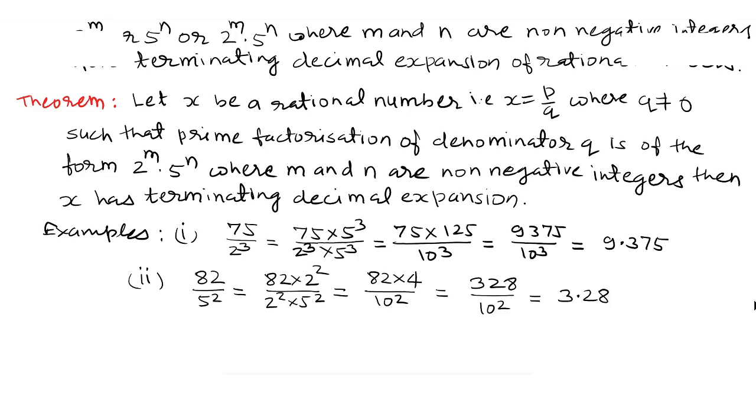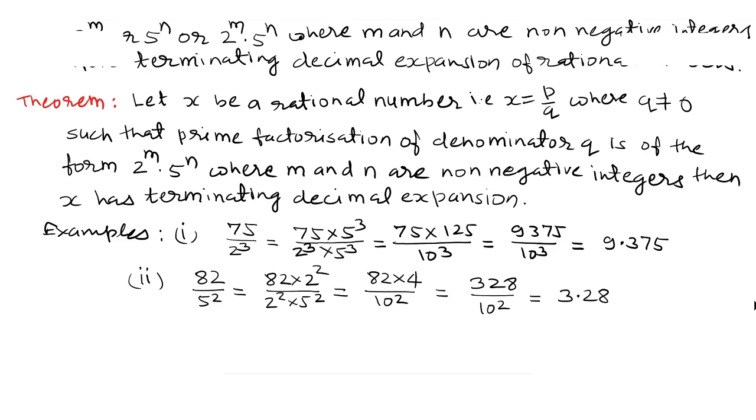Thus, when the denominator is of the form 5 to the power n, which can be converted into 2 to the power m into 5 to the power n, then we get the terminating decimal.